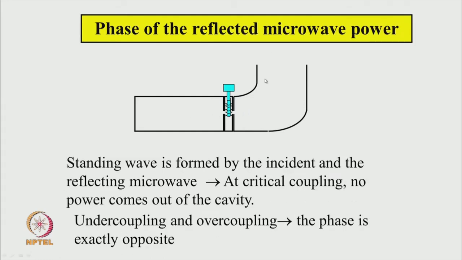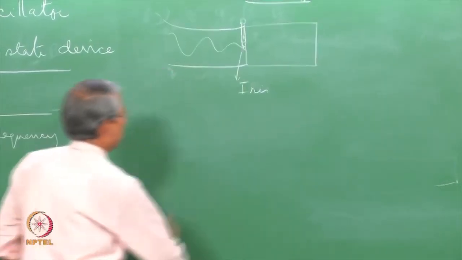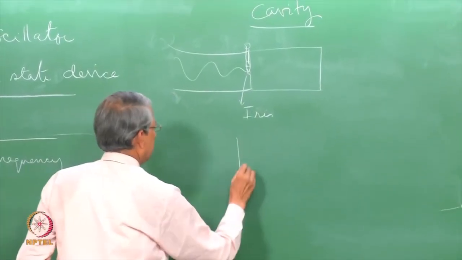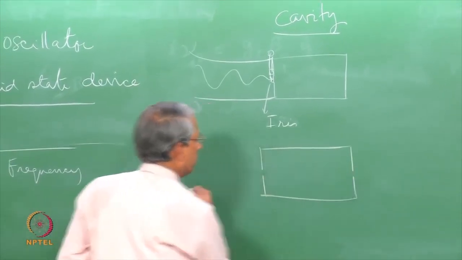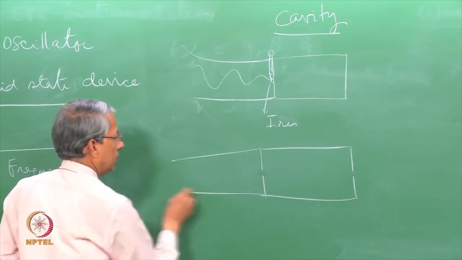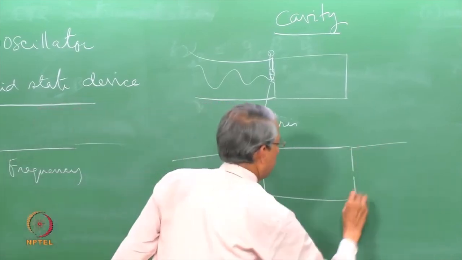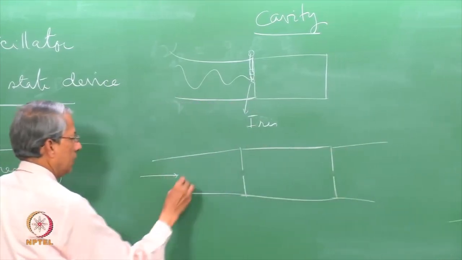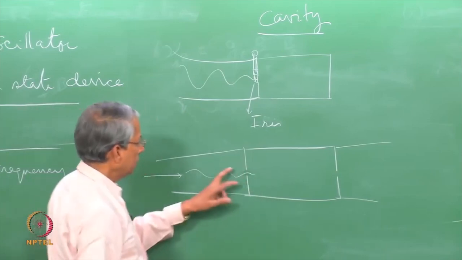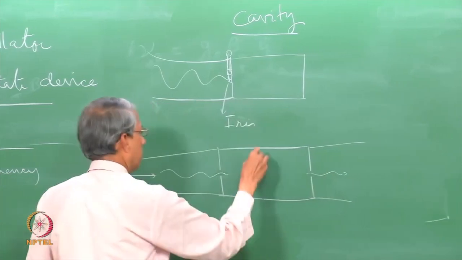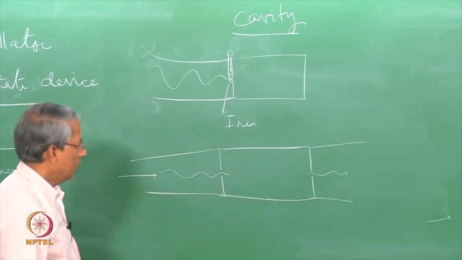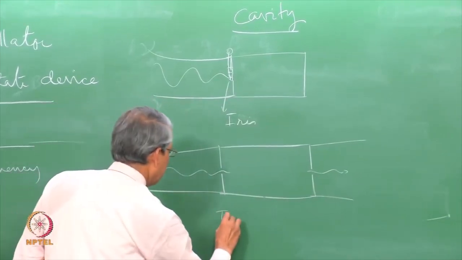Now, one can have a cavity which looks like this. A small hole here, another small hole here, and this is the waveguide. Radiation enters here, goes through this iris to the cavity, and again goes out here. So the sample could be kept somewhere here. This is called a transmission cavity.